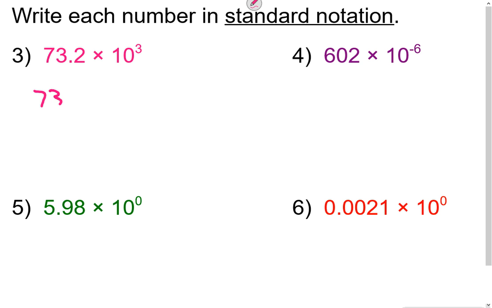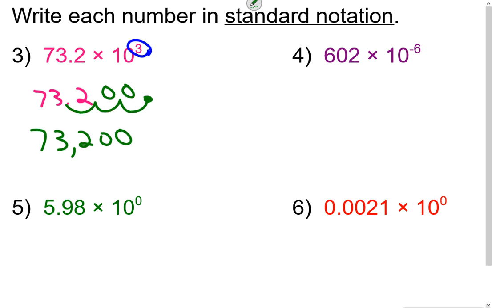So 73.2. Our b value here is positive, therefore that tells us that we have a big number. We need to make it look big, 2 and 3 decimal places, new decimal places right there. Fill in our zeros, and we now have 73,200.